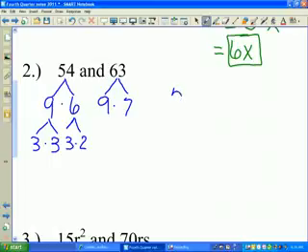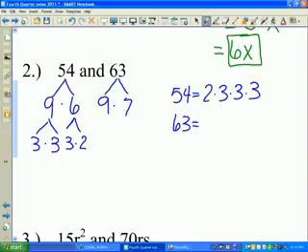So for the 54, I have 2 times 3 times 3 times 3. And then I'll do the same thing with the 63. I can break down this 9 with 3 times 3. But 7 is a prime number, so that's going to stay right where it is. So now I have 3 times 3 times 7.